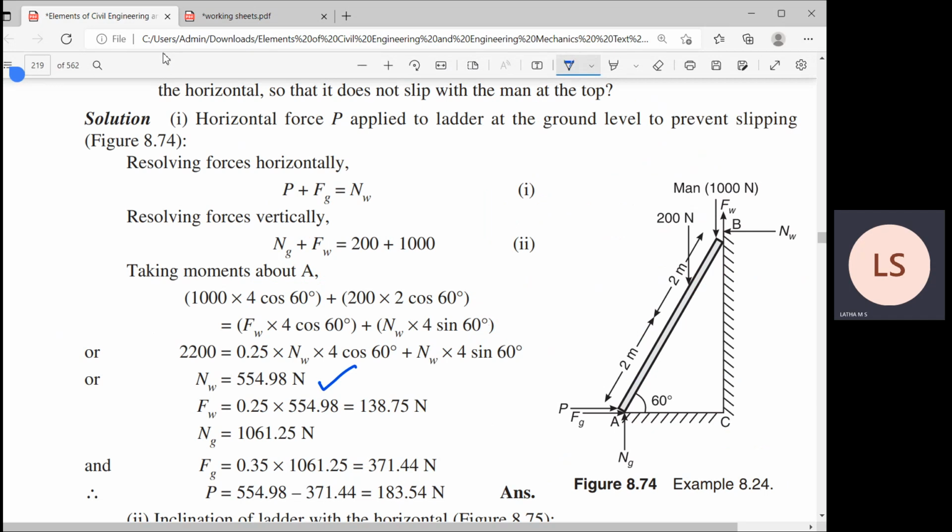Nw as 554.98. So once you get the value, upon substituting back into the equation, you get the value of P as 183.54. Okay, students, I'll end the session now.